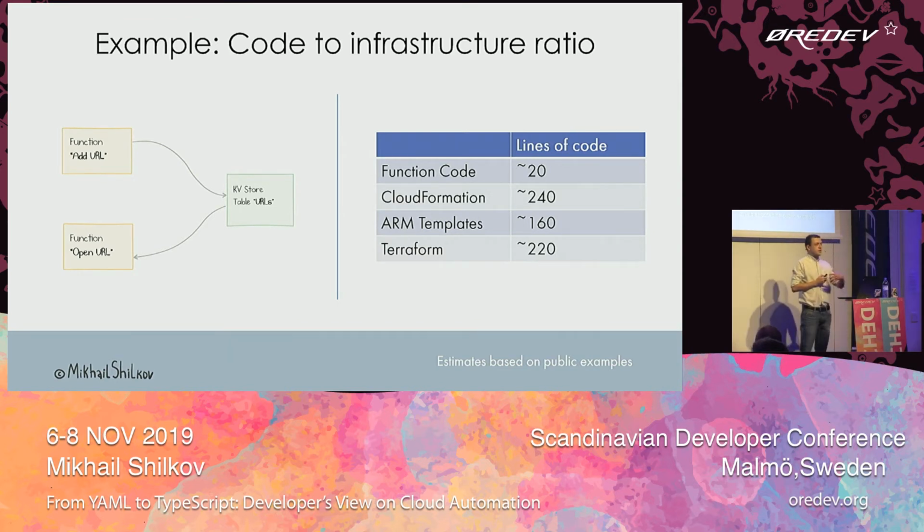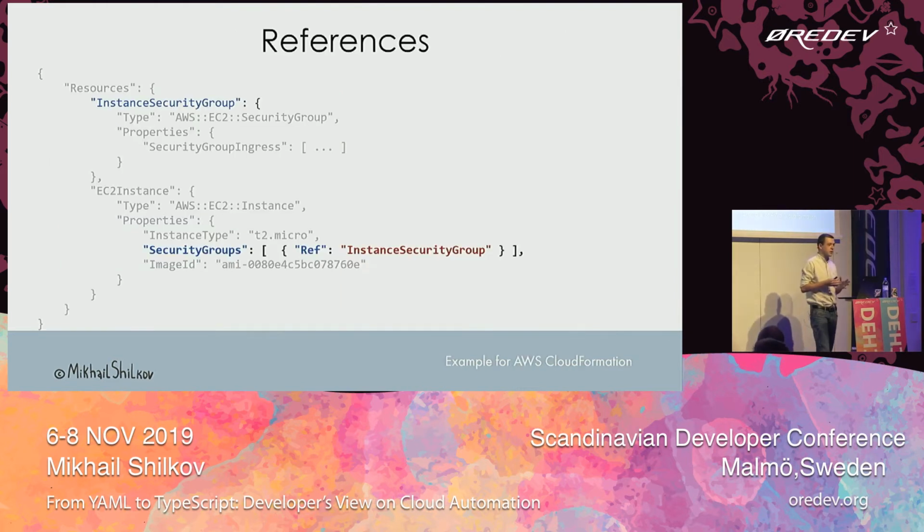Also, these markup languages are not just JSON or YAML. They have languages embedded into the language because they need to express things which are not expressible with native JSON. For example, this is AWS CloudFormation references. To define the dependencies between your resources, they have a special construct with Ref and then the name of the other node in JSON, and that will be specially interpreted by CloudFormation as a reference to that resource.